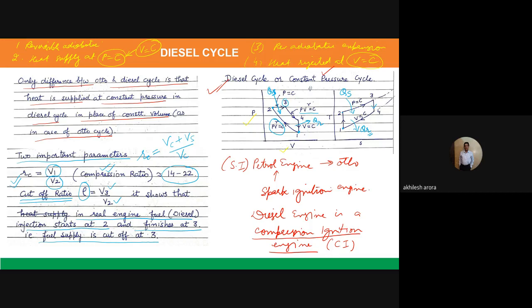So basically, once again, to explain to you, the fuel supply starts at point number 2, and at constant pressure this fuel supply continues up to point number 3, and at this particular point the fuel supply is cut off. So the ratio of the volume at the end of the fuel supply to the volume at the start of the fuel supply is known as the cutoff ratio. So this is a very important parameter in case of a diesel engine.